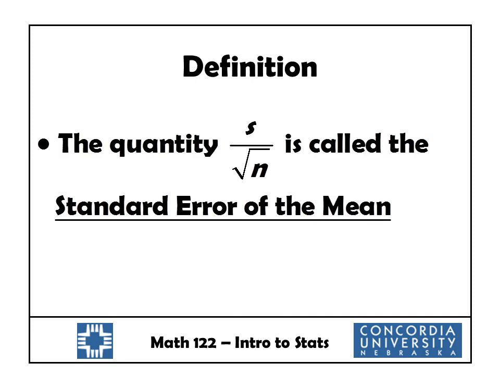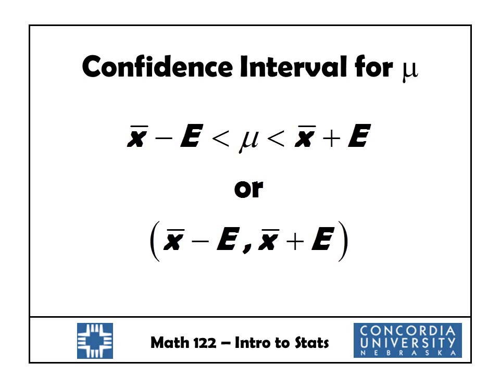Now one quick definition here. This quantity s divided by square root of n is called the standard error of the mean. Some articles, instead of giving the standard deviation of a sample, will give the standard error of the mean, which is simply the standard deviation divided by square root of n. Now once we've calculated our margin of error, we can calculate our confidence interval for mu in the same basic way as before. We're going to take x bar minus e and x bar plus e, and mu is somewhere in between those two numbers. In interval notation it's there at the bottom, x bar minus e comma x bar plus e. Again, it's very similar to what we saw in the previous section.